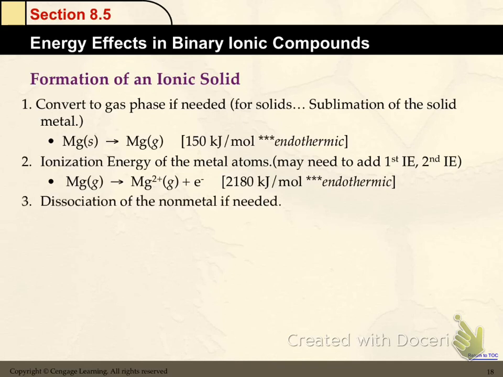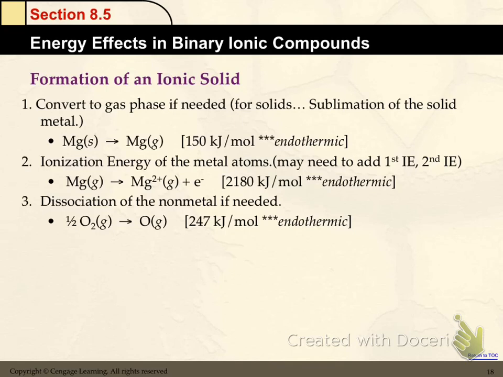The third step, the dissociation of the nonmetal if needed. In our example here, we're using magnesium as the metal, and let's go ahead and use oxygen as the nonmetal. Well, oxygen in its elemental form is O2. If we are going to combine magnesium with oxygen, we know that the O2 will break up into O because the resultant compound is just MgO. So how does that occur?